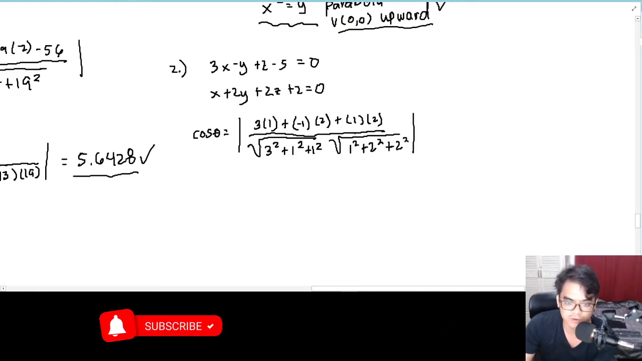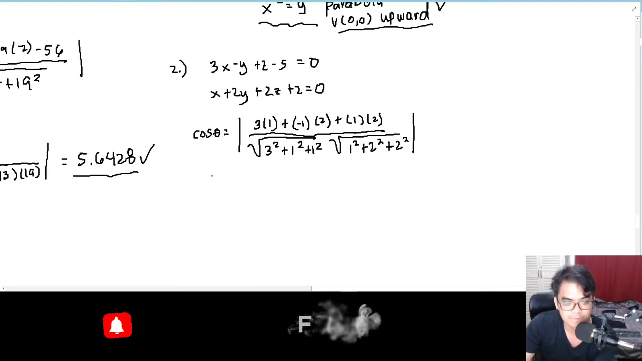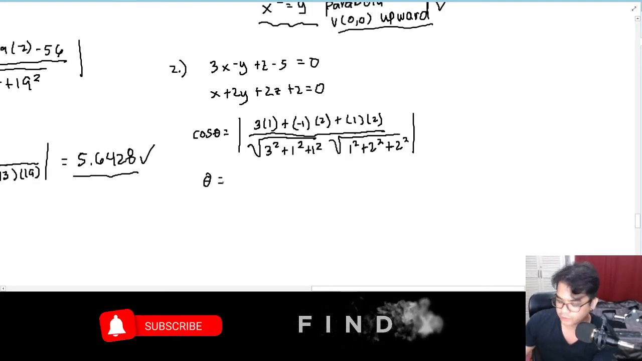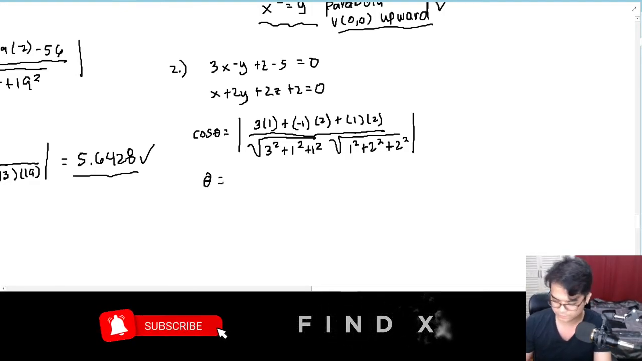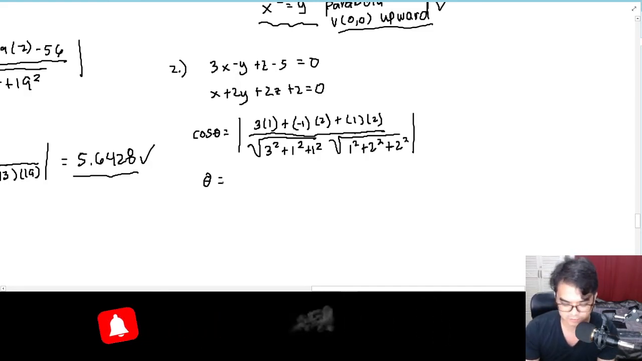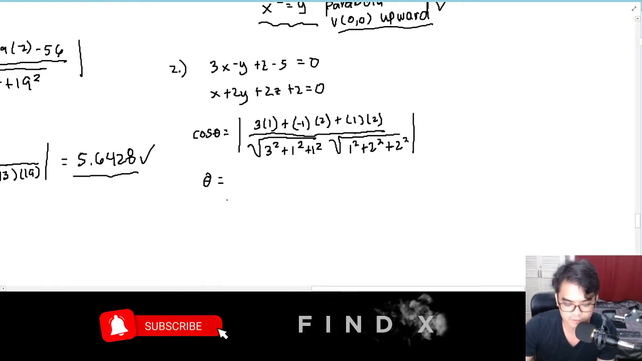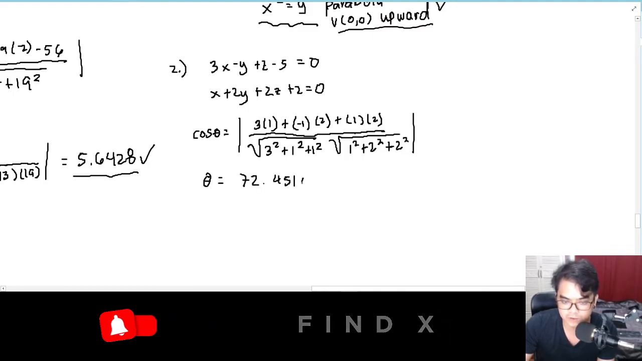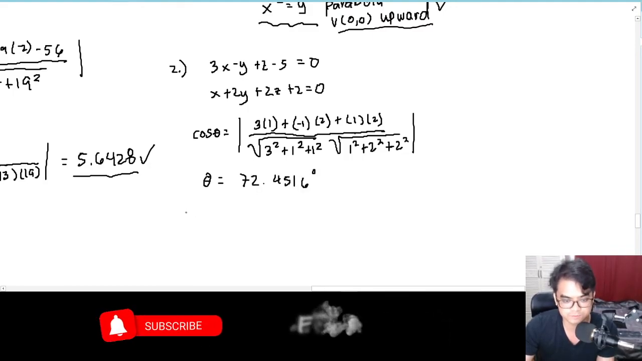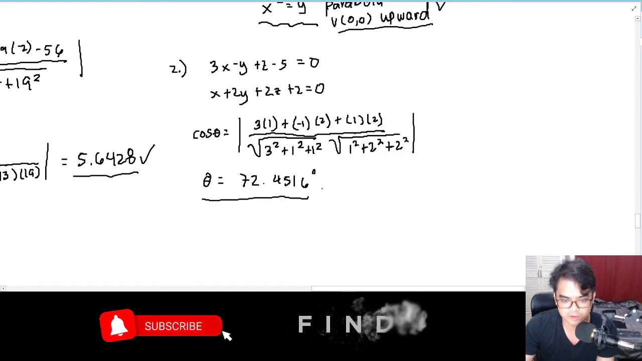And whatever the value of this one, get the arc cosine, and then the theta now will be equal to the answer. The answer is 72.4516. Okay, so this will be your answer.